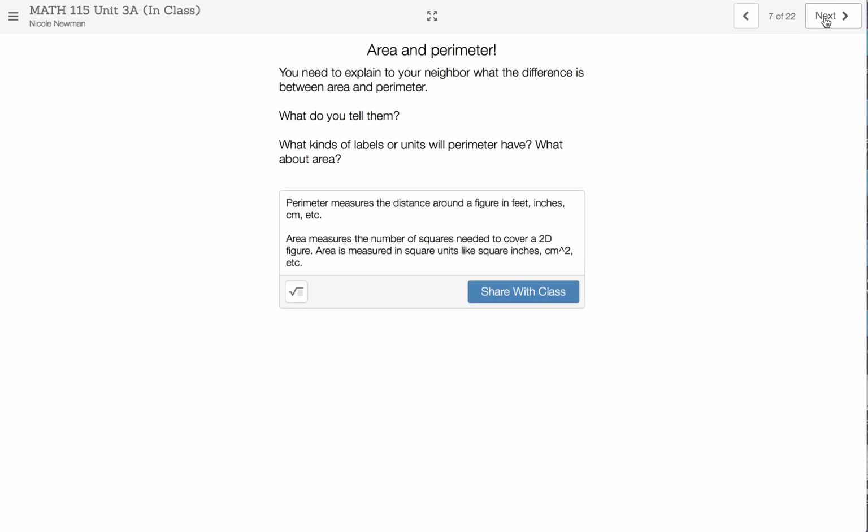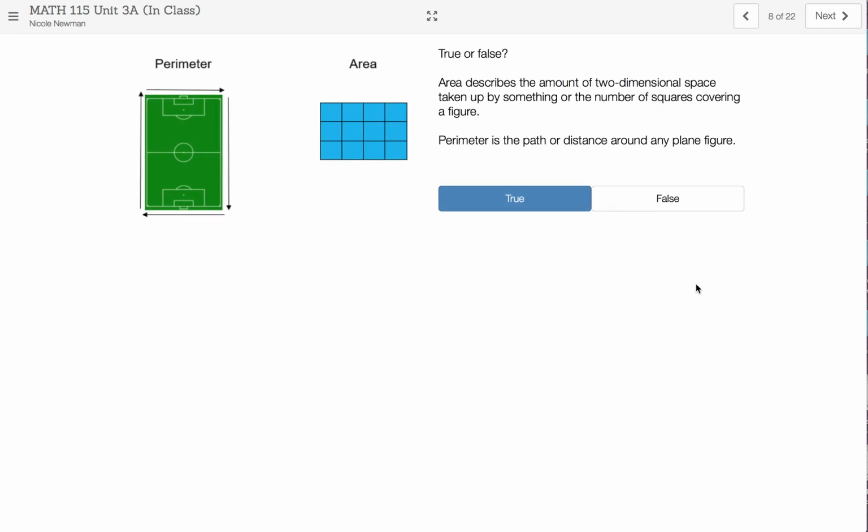Explaining area and perimeter, you can go ahead and pause things here. There's another definition for perimeter and another definition for area, along with some examples of the units. This screen, this is true. Area is 2D space taken up by something or the number of squares covering a figure, and the perimeter is the path or the distance around any plane figure. I would accept that as true.